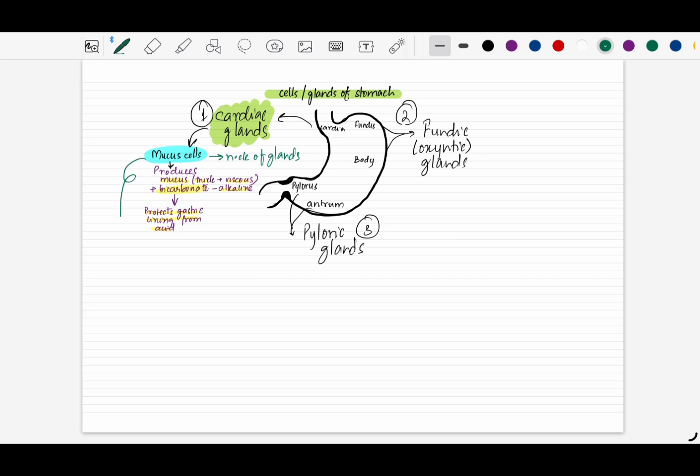and these mucus cells are located in each gland, which means that they line the entire stomach, because the mucus layer is essential in all the areas of the stomach for protection.